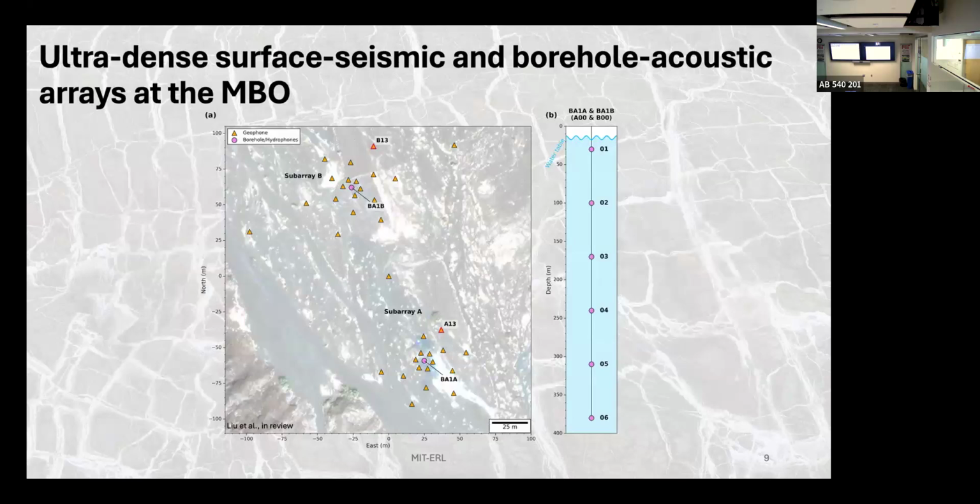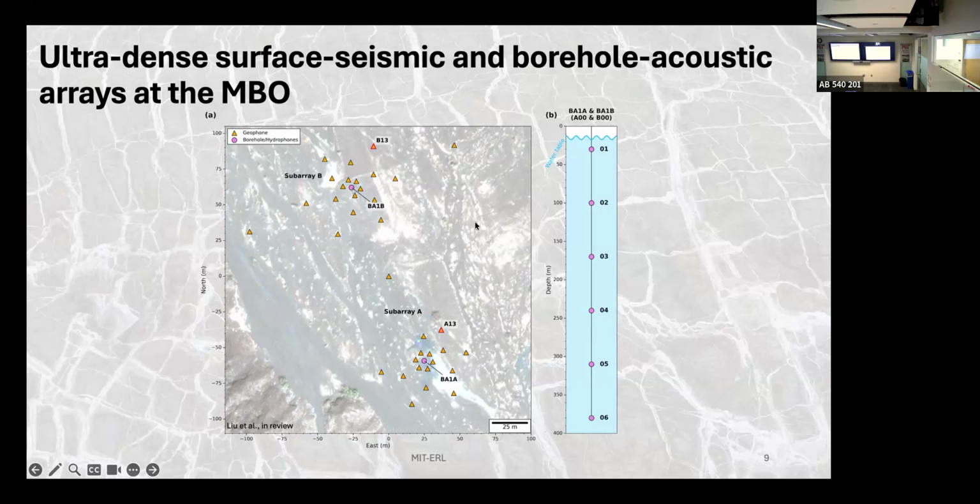And this is what our study site looks like. This map is plotted on another high resolution satellite image. The triangles are geophones, 3 component geophones measuring ground surface velocities. And the 2 purple circles are the 2 boreholes, BA1A and BA1B. Those boreholes are about 400 meters deep.